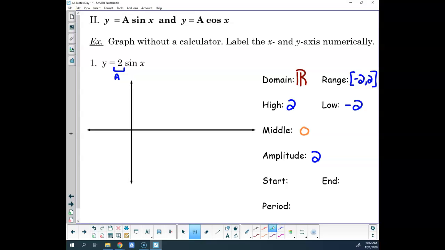Until we get B's and C's, our start is going to be at 0, our end is going to be at 2 pi, and our period is going to be 2 pi. Tomorrow, when we get B's and C's, those three will also change. Okay?